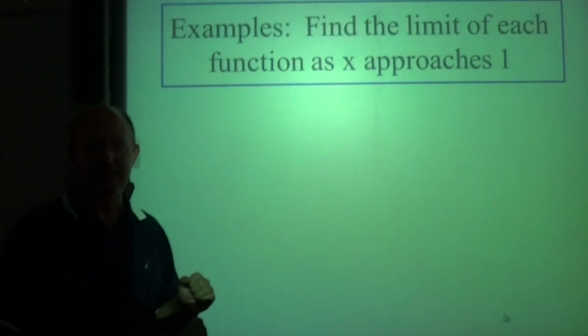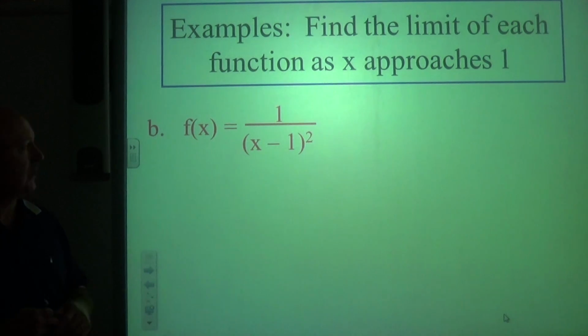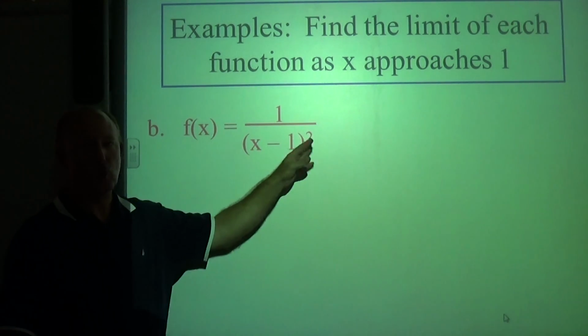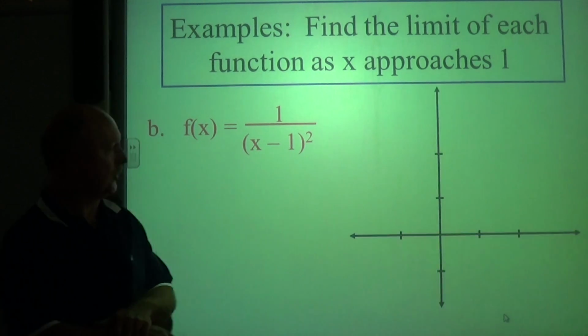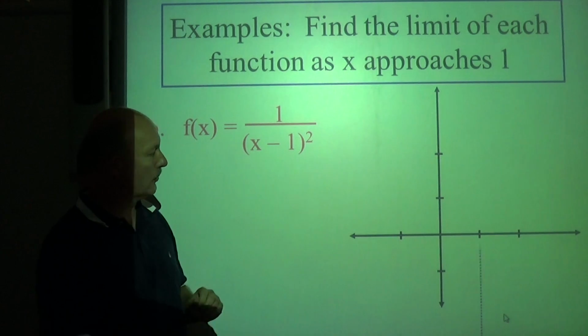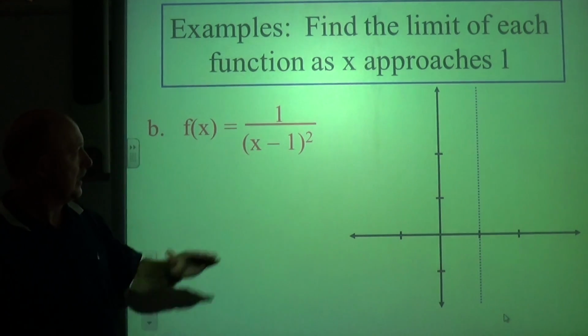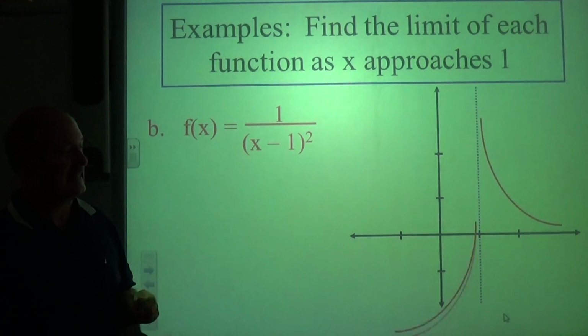Let's try a second example now. Here's the next one: 1 over (x minus 1) quantity squared. First, let's take a look at the graph. Once again, we have a vertical asymptote at 1, so x equals 1. Here's our vertical asymptote. Now, the graph of 1 over (x minus 1) quantity squared looks like this.